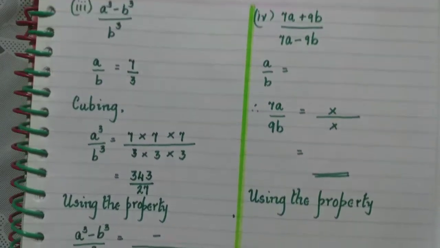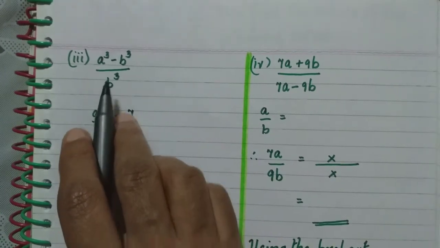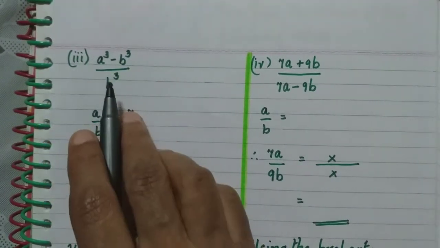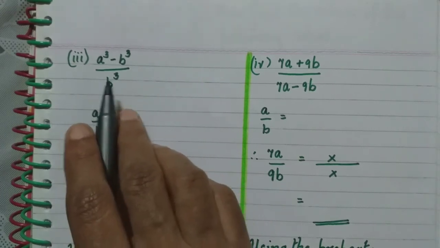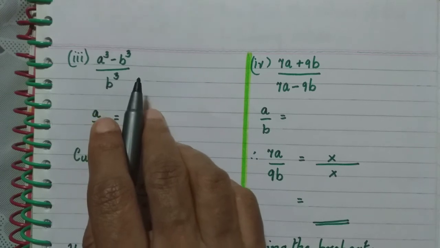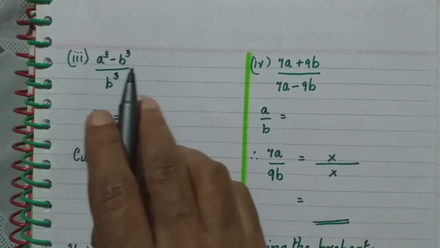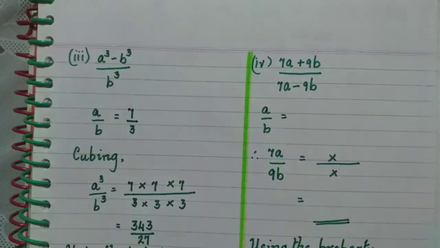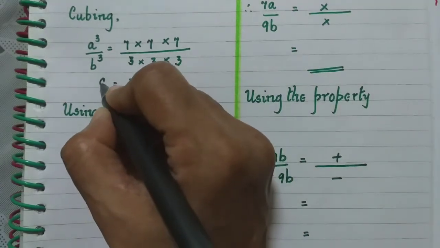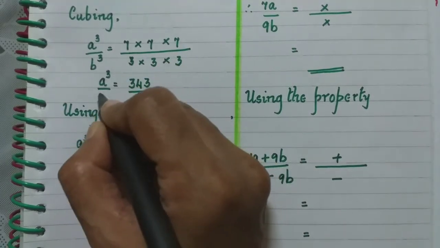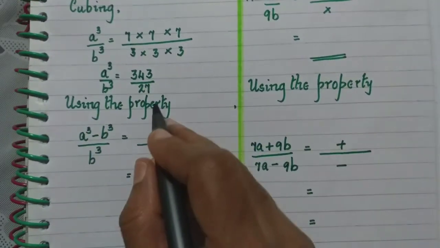So now I have got a cube upon b cube. Again I look back at what I need to find, a cube minus b cube by b cube. Now when you look at this, you realize that the property which we are supposed to use is dividendo here. If you remember dividendo, it was a minus b upon b. So here this is a cube minus b cube upon b cube, which is similar to that because we have found what a cube upon b cube is.